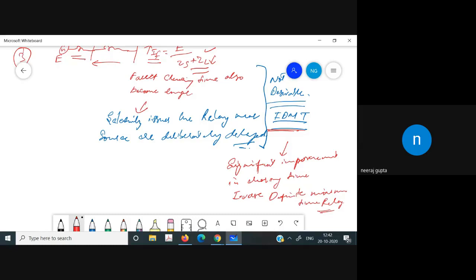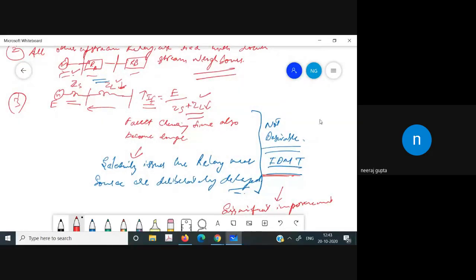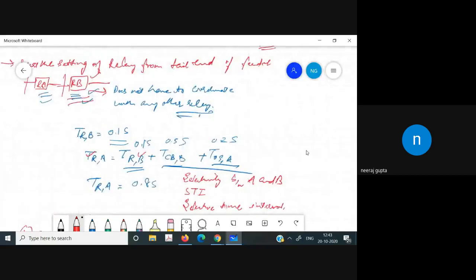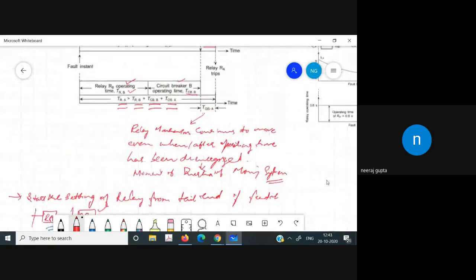So this is about the DTOC relay. Now we can do the setting for this inverse definite minimum time relay. Now the whole of this is explained with the help of a small diagram.